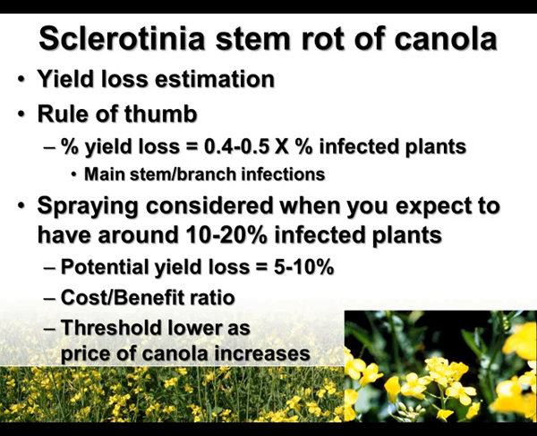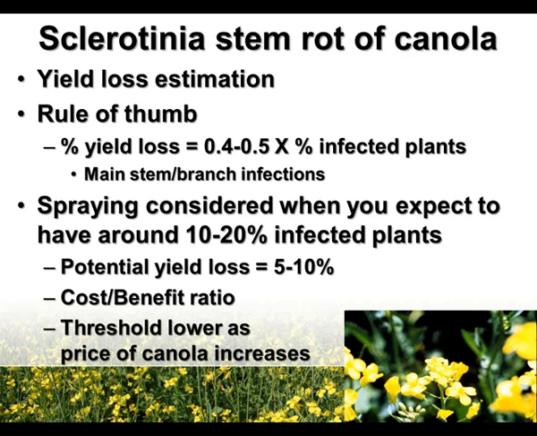So if you go out to the field and you assess, probably at 5 to 10 locations, the percent of infected plants, and you're focusing mainly on infections that are affecting the main stem or main branches, you get that number, the percent infected plants, you then multiply that by 0.4 to 0.5. That gives you an approximate indication of the percent yield loss. So if you're looking at a 10 to 20% level of incidence in terms of main stem or main branch infections, your potential yield loss is in that 5 to 10% range. And that's roughly a threshold that we see as far as the need for fungicide or not spraying.